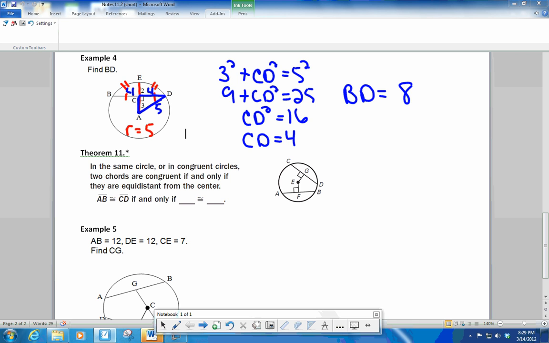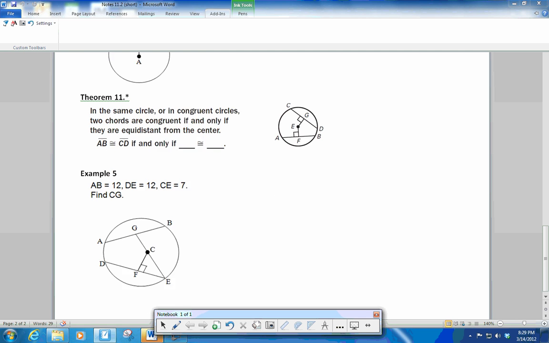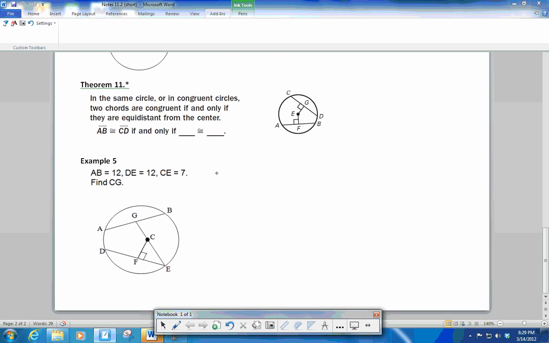Now we have one more theorem here. This theorem does not appear in your book, but it could come up on one of your exams, so I wanted to make sure that we saw it.